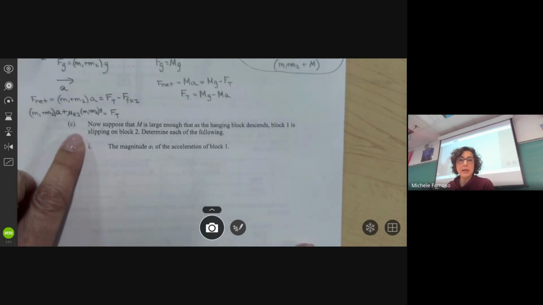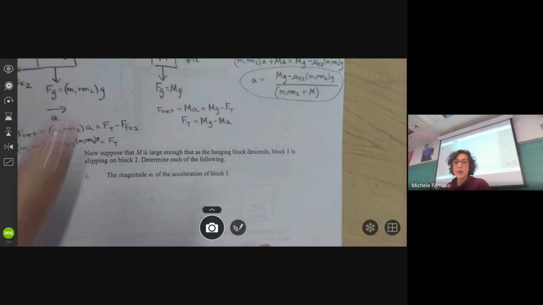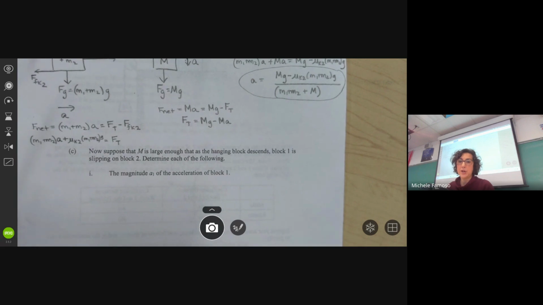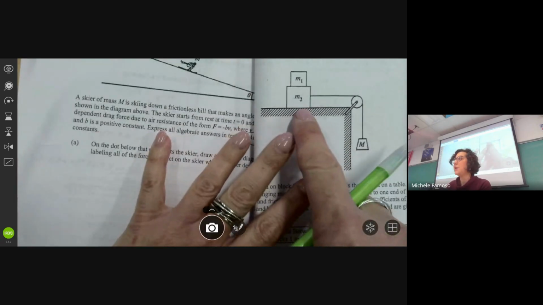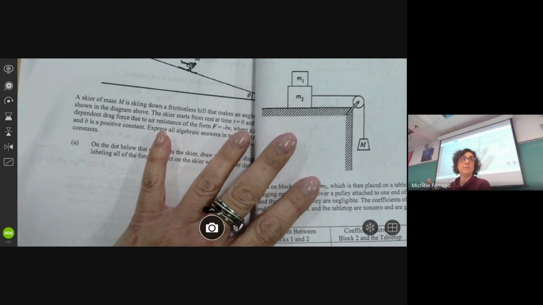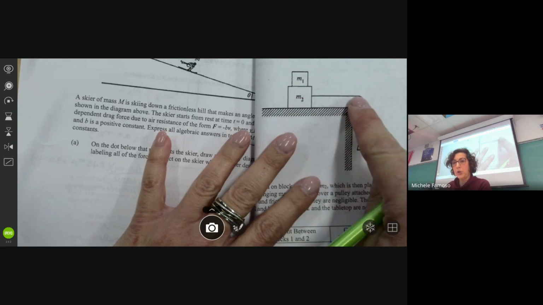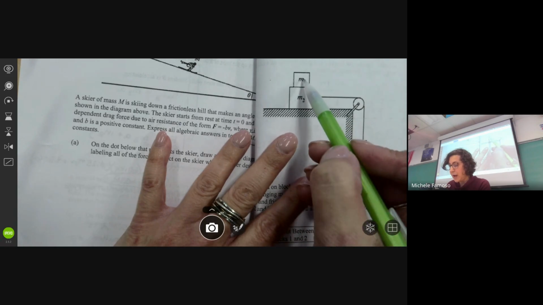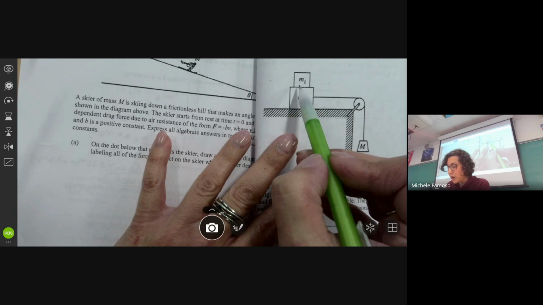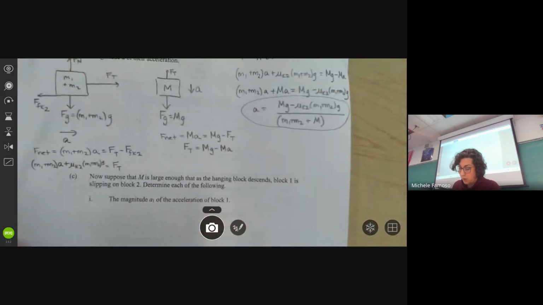Now, part C, suppose that mass M is large enough that as the hanging block descends, block 1 is slipping across block 2. Determine each of the following. So first I want to know the magnitude of the acceleration A1 on block 1. If I look, the rope is connected to mass 2, not to mass 1. So mass 2 would get pulled to the right, which means the kinetic friction force on mass 1 would be trying to pull that to the right as well.